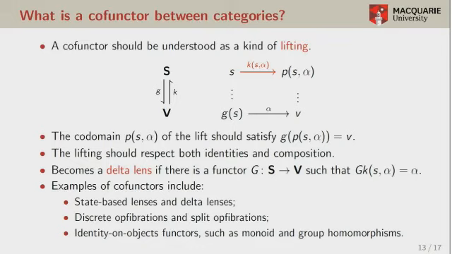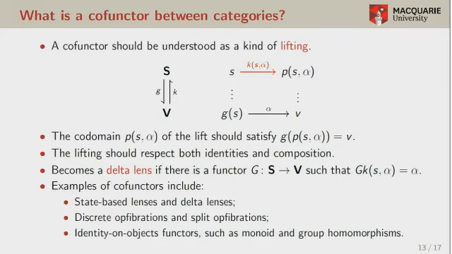But there's nothing requiring that this K of S alpha, which we lift, has to go back down to alpha, because we don't have a functor here. All we need for a cofunctor is an object assignment and then some kind of morphism assignment going in the opposite direction, and that's where the co comes from. And so this lifting should respect identities and composition.